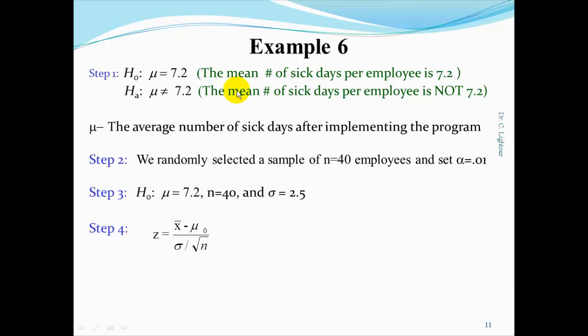You should have started by stating your null hypothesis in words, as the mean number of sick days per employee is 7.2, and your alternative should be that the mean number of sick days per employee is not 7.2. You should have stated these using the appropriate statistical measures, as the null hypothesis is the mean is equal to 7.2, and the alternative hypothesis is the population mean is not equal to 7.2.